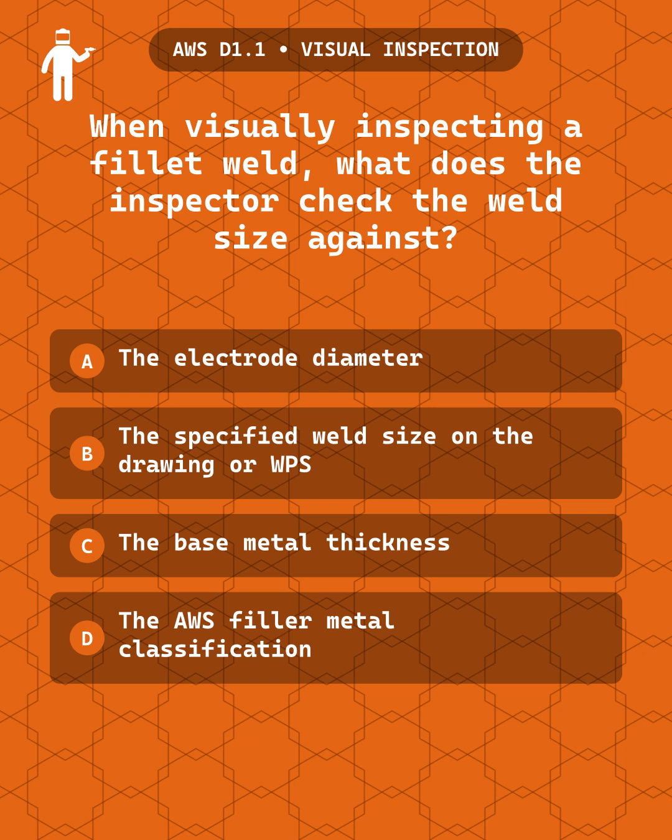Question 2. When visually inspecting a fillet weld, what does the inspector check the weld size against? Is it A, the electrode diameter, B, the specified weld size on the drawing or WPS, C, the base metal thickness, or D, the AWS filler metal classification?